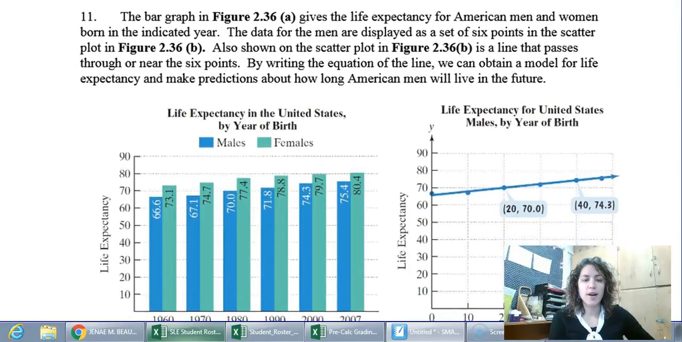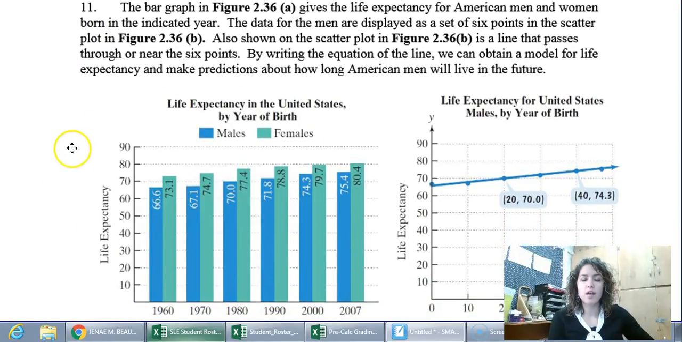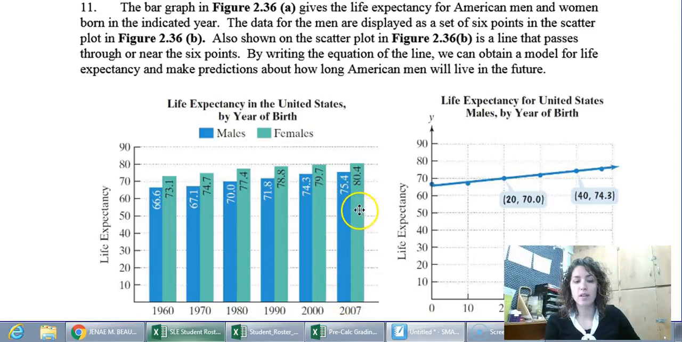It says the bar graph in this figure, here's our bar graph, gives the life expectancy, so how long a person will live, for American men and women born in the indicated year. So here's 1960. The darker column is males, lighter column is females. So in 1960, the average life expectancy for a guy was roughly 66 years old, and for a woman, approximately 73. Then if I look over here, by the year 2007, look at the increase. Now men are expected in 2007 to live to about 75, and women approximately 80.